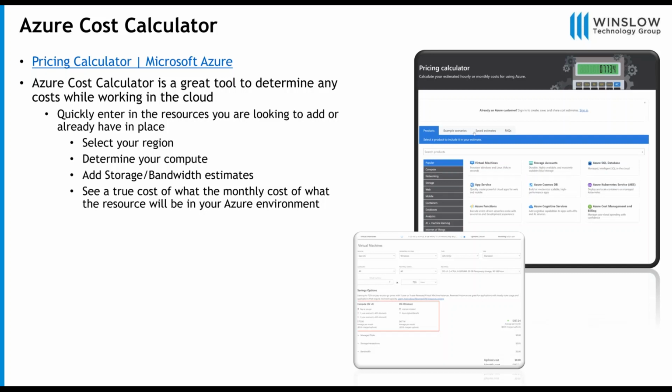You can set your bandwidth and your storage thresholds, and you really will be able to see a true cost of what that resource is going to be per month. And the list keeps constantly growing with the different resources that Azure's adding into the picture. You can bundle a bunch of them together. You can save estimates and even share that out with other team members if you're building a project up at the same time.